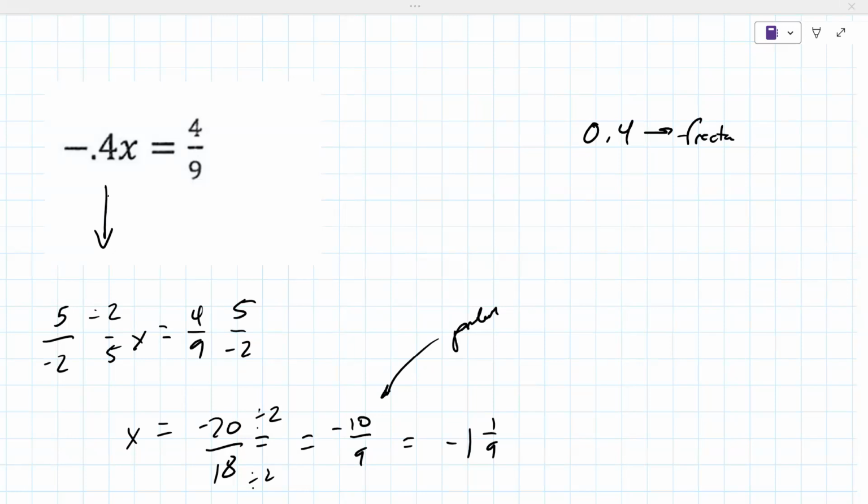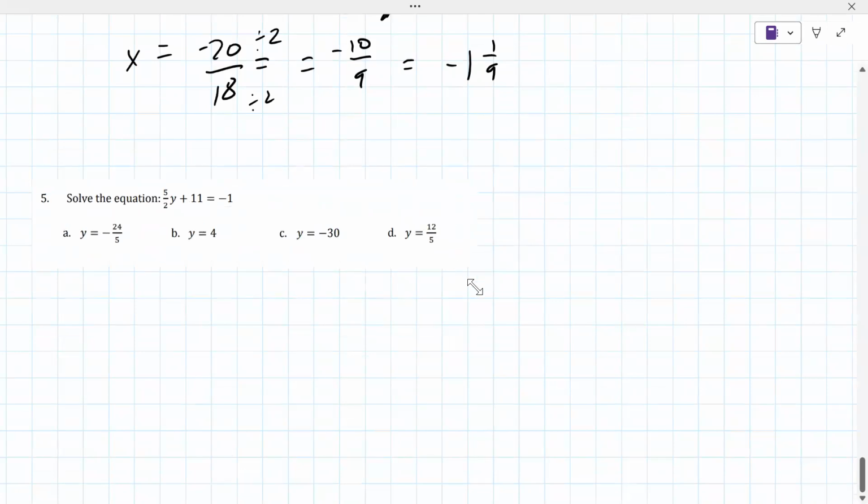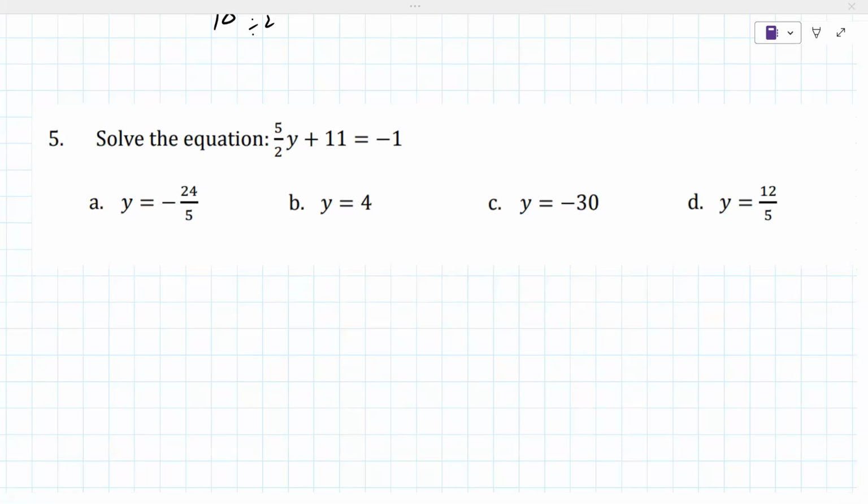All right, so now let's move on to some more difficult problems. Like we talked about, when you solve, you undo addition and subtraction before multiplication and division. So you look at the side with the variable. 5 over 2 is multiplying the y, 11 is being added. So how do you undo the addition? Subtraction. Right, so you're going to subtract, move that number over, and then you're going to do the same thing to undo the variable.